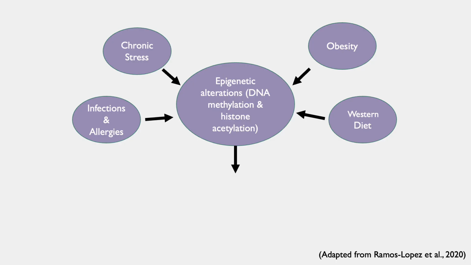So ultimately, it's not just chronic stress that can induce these epigenetic alterations of DNA. We know now that there are several different environmental factors, usually pro-inflammatory triggers, that can alter the way that genes are expressed. Gene expression can change due to several different environmental factors, including our typical American diet, known as the Western diet, obesity, chronic stress, infections, and allergies. But let's focus on the Western diet for a moment.